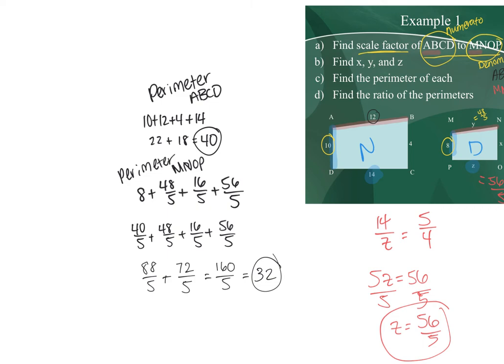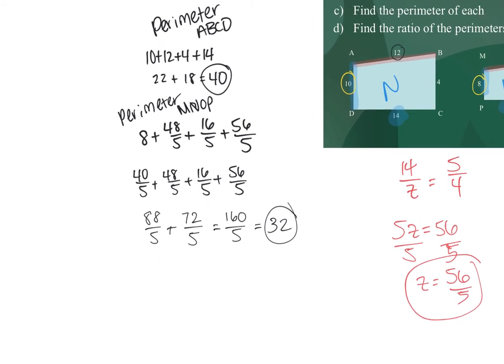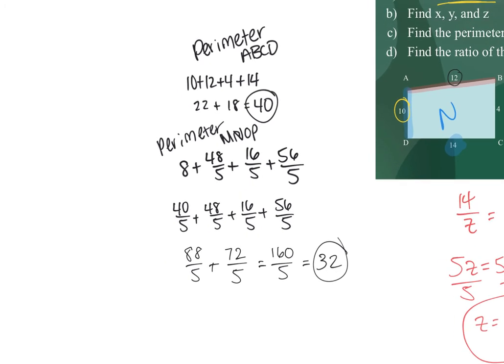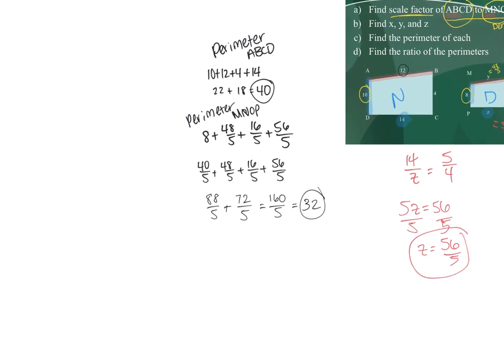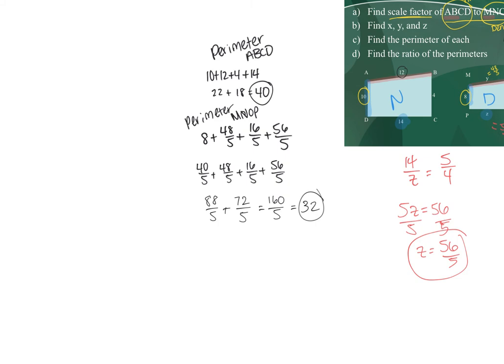So we found the perimeter of each. Now we have to find the ratio of the perimeters. Now I'm going to show you something really cool, okay? The ratio of the perimeters, let's put ABCD's perimeter over MNOP's perimeter. So the ratio is going to be 40 over 32.